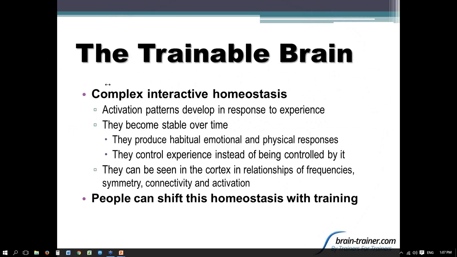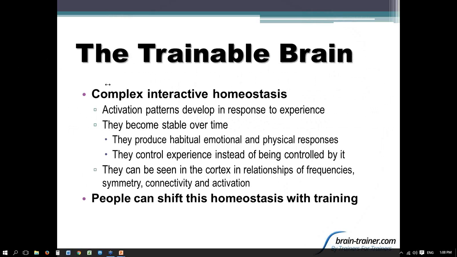We start off with the concept that the brain, the trainable brain, the energy brain, which is something not widely thought about or talked about outside of our field, basically represents a combination of patterns which have developed in response to an individual's experience over time. Because those patterns tend to become stable, oftentimes those patterns are developed very early in life and continue to operate throughout our lives.